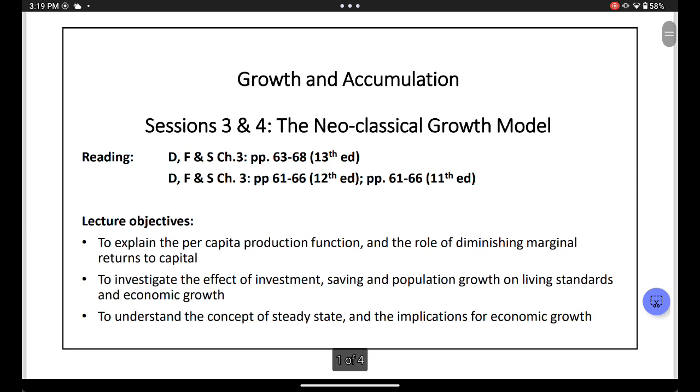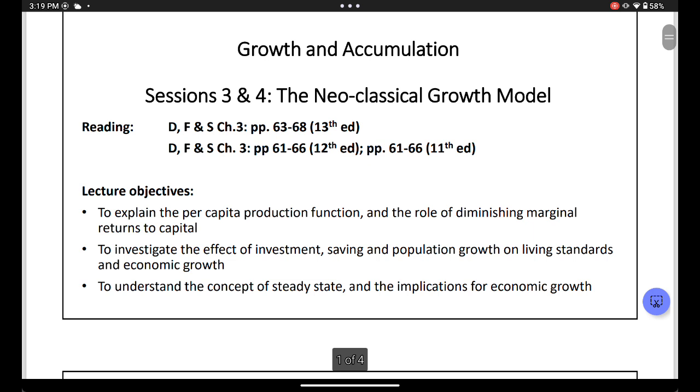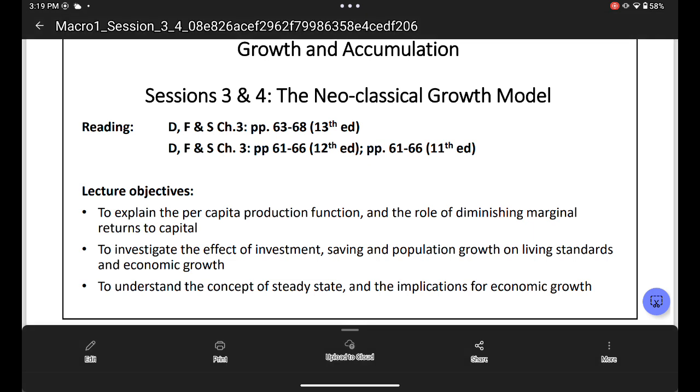The neoclassical growth model basically wants to emphasize that we need to invest in capital, right? Why? Because when we invest in capital, our GDP per capita, same thing as GDP per person, will increase.